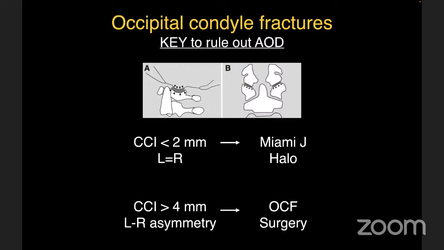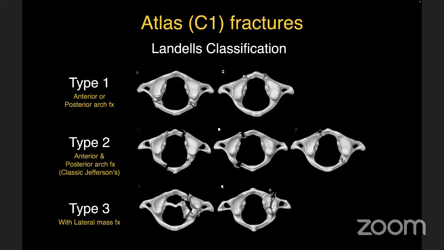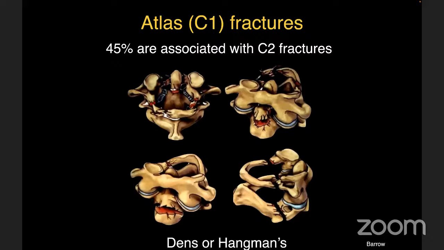Then coming to the C1 region, C1 has the common atlas fracture, and this is classified this way: either an anterior arch or a posterior arch fracture, or the classic Jefferson's, which is an anterior and a posterior arch fracture, or a type 3 fracture, which has a lateral mass fracture associated with it. But more important to remember is that C1 fractures can be associated with C2 fractures, such as the dens fracture or the hangman's fracture, about 45% of the time.